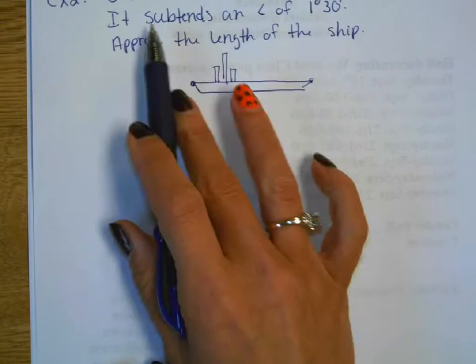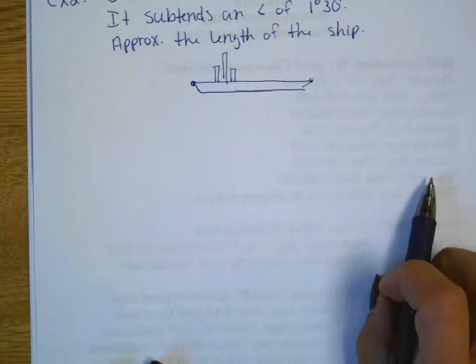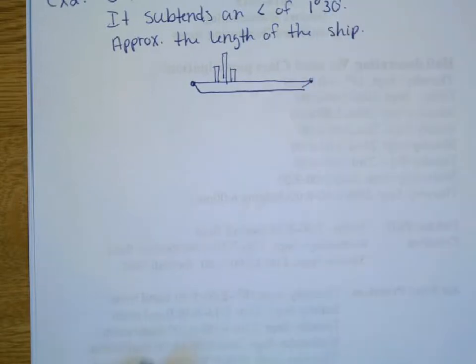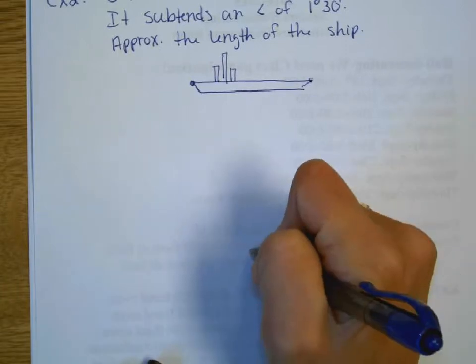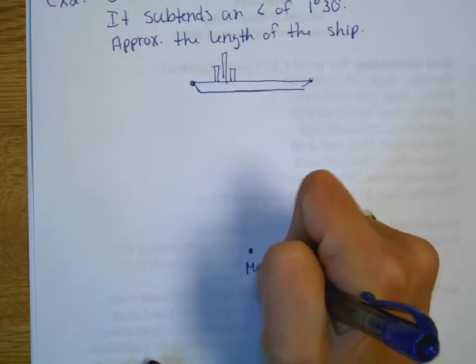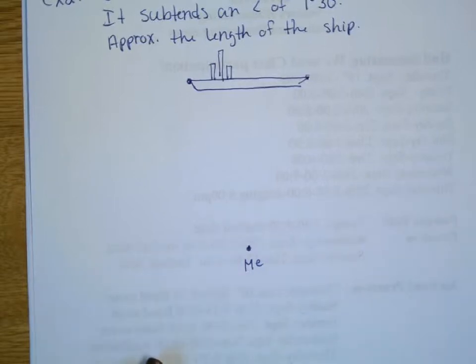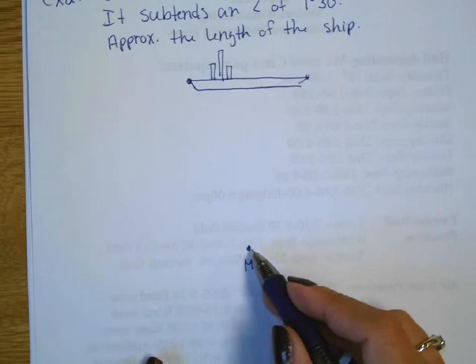And what they tell me is it subtends an angle of 1 degree 30 minutes. And it's out to sea 2.3 kilometers. That means I am the person that's 2.3 kilometers away. I am measuring the angle from front to back. So here's me. We want front to back, the length. Instead of the Empire State Building standing tall, this is running this way. So, I am the center of a circle.